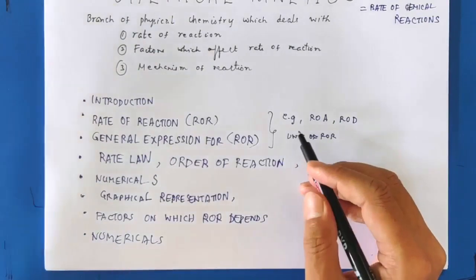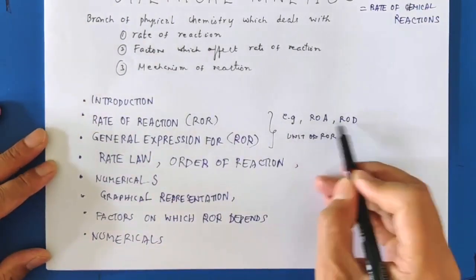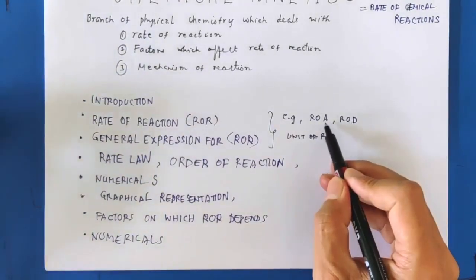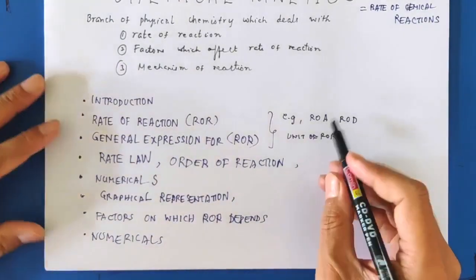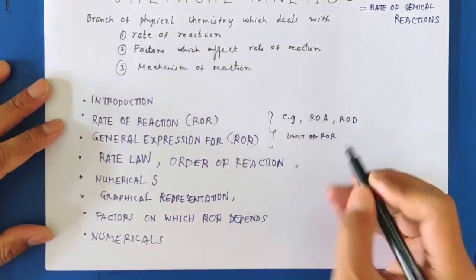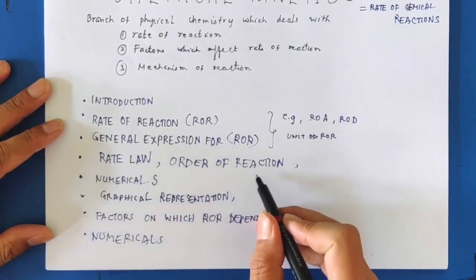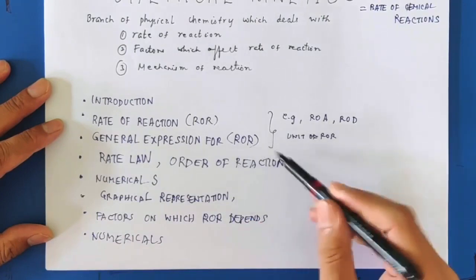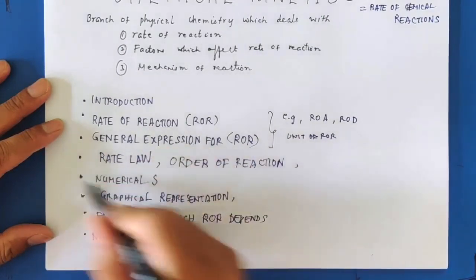Okay, for example, for reactants, it is the rate of disappearance. Okay, you will understand. For the product, it is the rate of appearance. Okay, rate of appearance, and which unit for rate of reactions. Then the rate law definition, and the order of reactions. Okay, first order, second order, third order. And there will be lots of numericals involved here.